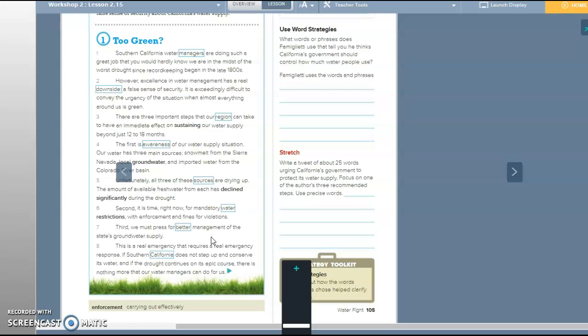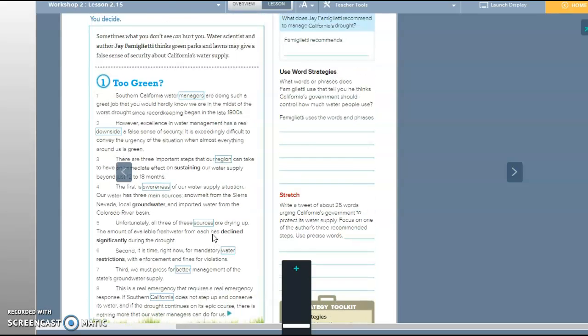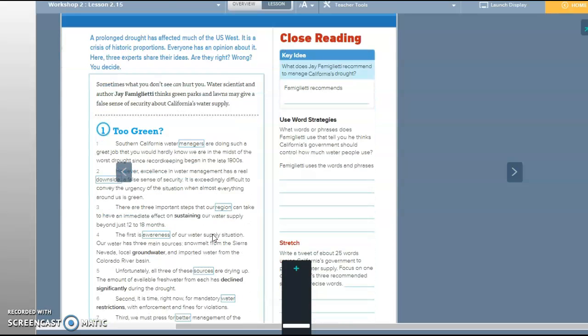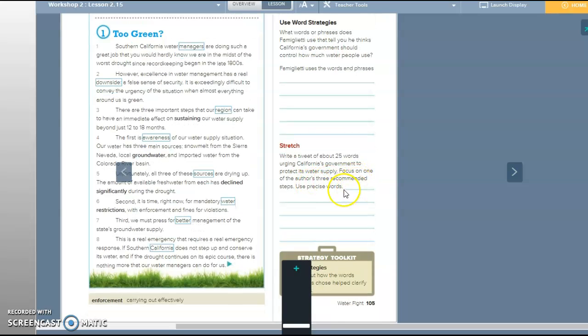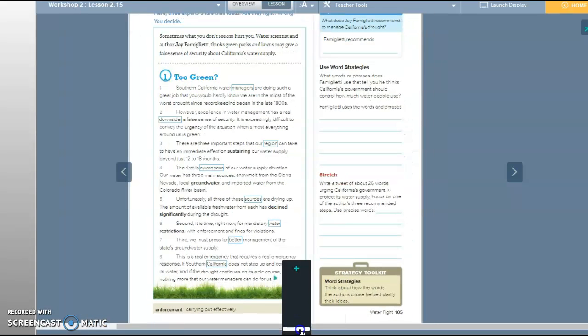If Southern California does not step up and conserve its water, and if the drought continues on its epic course, there is nothing more that our water managers can do for us. What does J. Famigletti recommend to manage California's drought? Go ahead, use word strategies and the stretch. Think about how the words the authors chose help clarify their ideas. All right, so you're going to take a look at this.